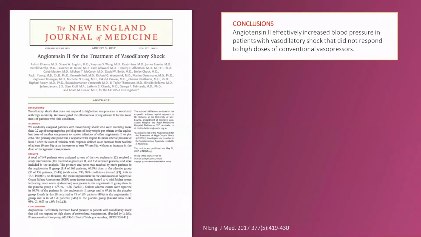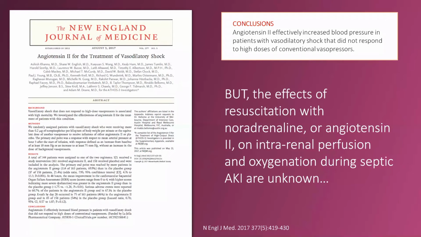Interestingly, there's now been a number of clinical trials examining the effect of angiotensin, and the conclusion to this paper in the New England Journal was that angiotensin II effectively increased blood pressure in patients with vasodilatory shock that did not respond to high doses of conventional vasopressors. But at the moment, the effects of resuscitation with noradrenaline or angiotensin II on intra-renal perfusion and oxygenation during septic AKI are unknown.